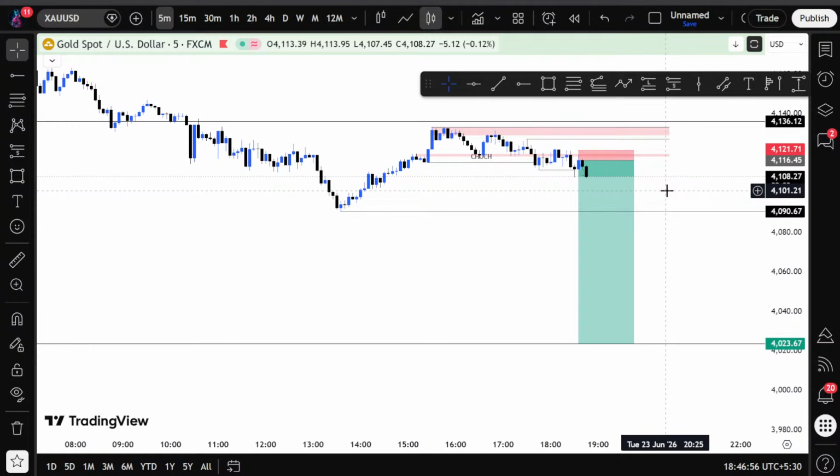Our first target is already done, guys. So close 50% and don't set break even, just close 50% and hold with original SL. So even if your stop loss hits, you will be on break even. Our second target is 4090.